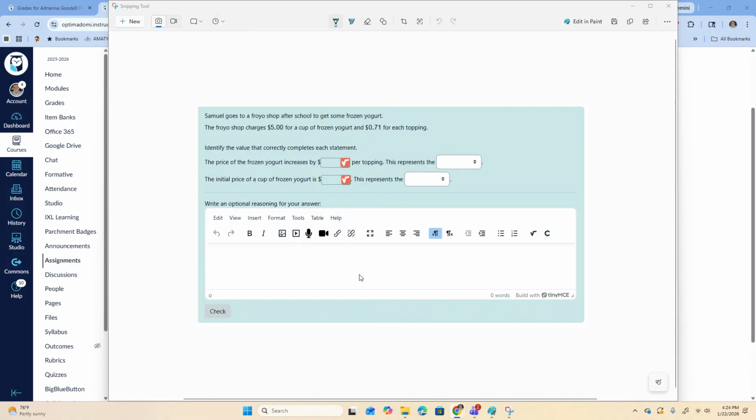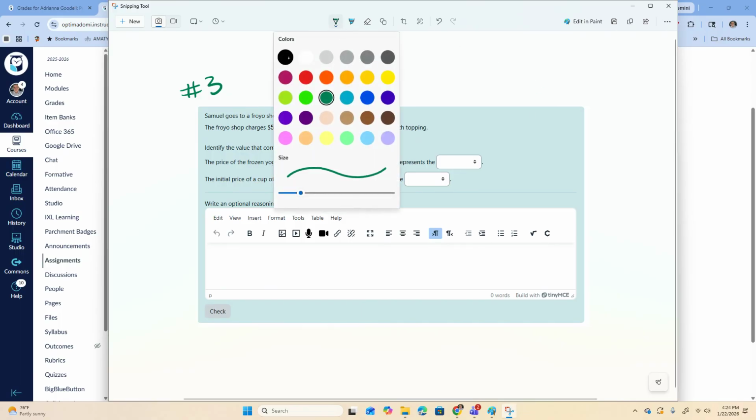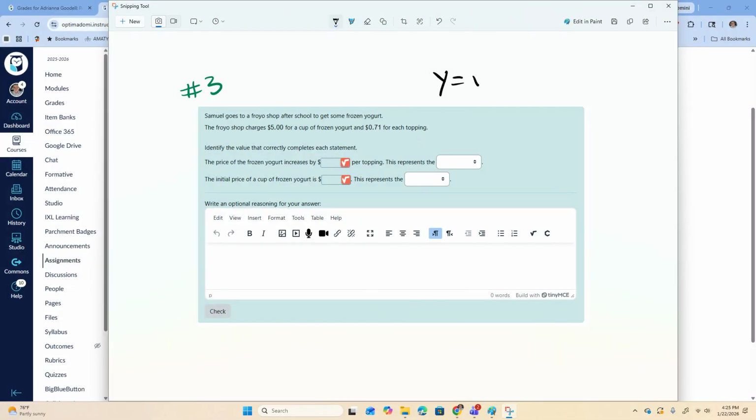All right, here's question number 3. This problem, number 3, is a word problem. They gave you the description of the line using words. Remember, we're still working with y = mx + b. Remember, b is the y-intercept. Let me put that name here.